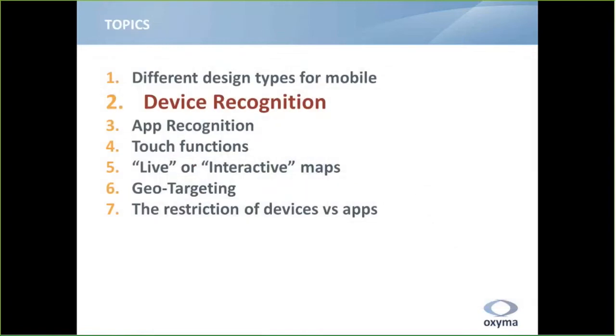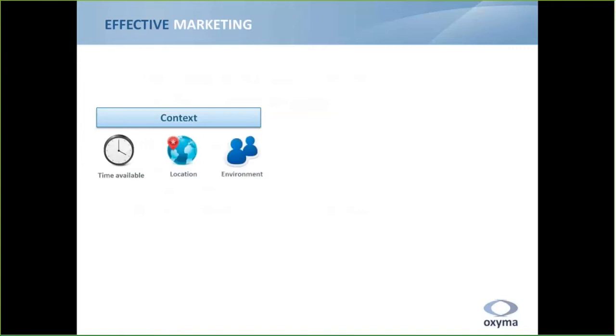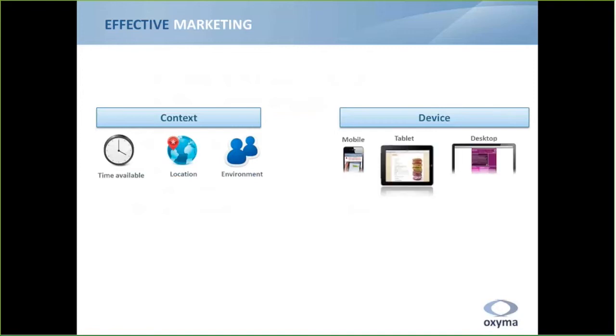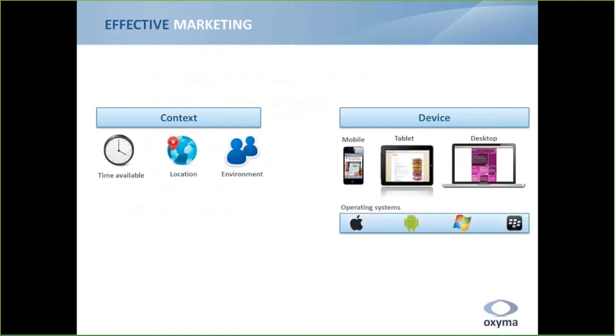So the next thing we're going to look at is device recognition. What is device recognition? How do you use it? So in marketing, great and effective marketing, you also have to look always at the context of where a user is, what time that person has available, location, and the environment where they are. These are things that we're going to look at later on in the presentation. But it's very important to look at the device that user is reading on. Are they reading it on a mobile, tablet, desktop? And the operating system is also very important for personalization, because obviously Android, Apple, and Windows are all different types of systems and interact differently.